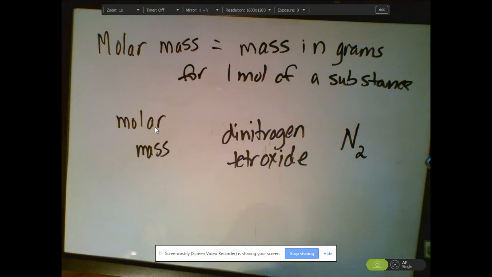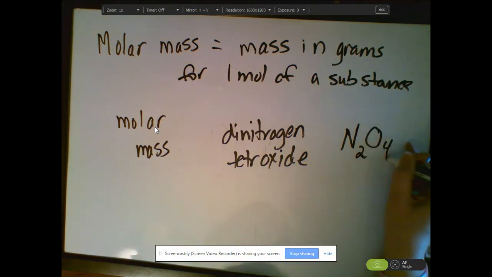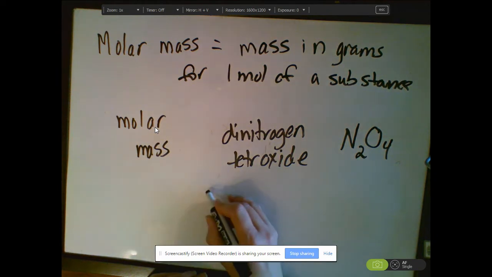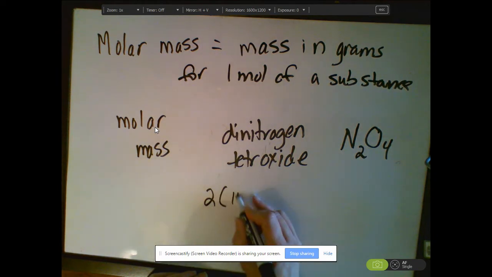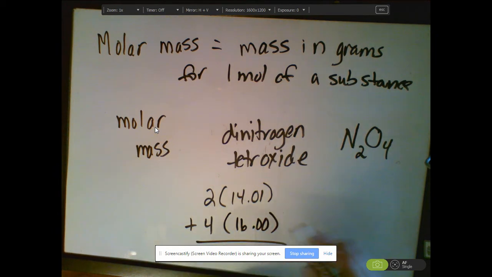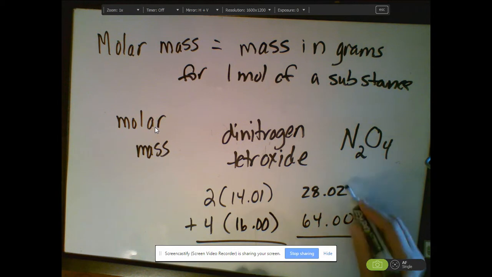Dinitrogen means you have 2 nitrogens. Tetroxide means you have 4 oxygens. If we want to do the molar mass of dinitrogen tetroxide, it would take 2 of the nitrogens plus 4 of your oxygens. And when we add this together, we're going to get 28.02, and then we're going to get 64.